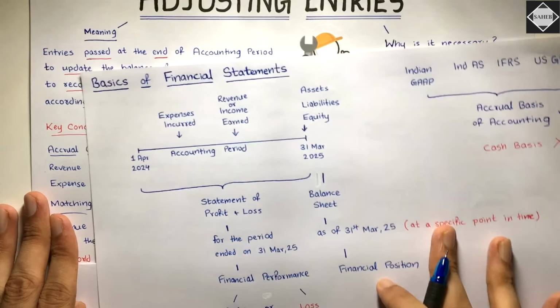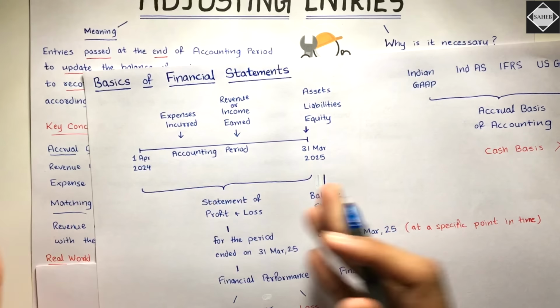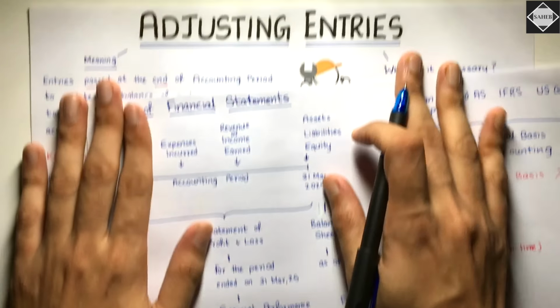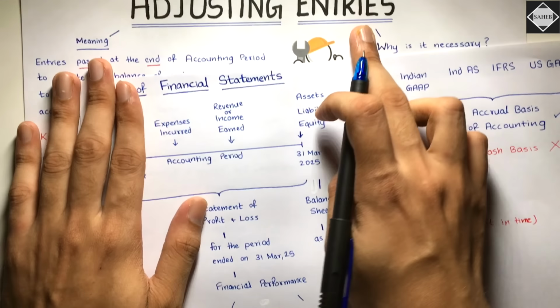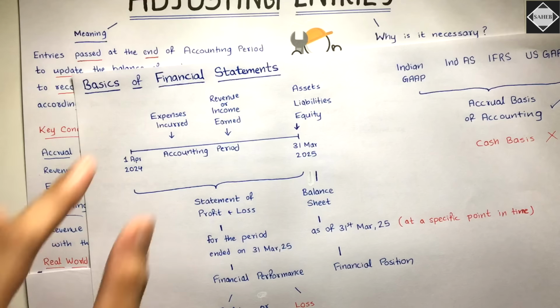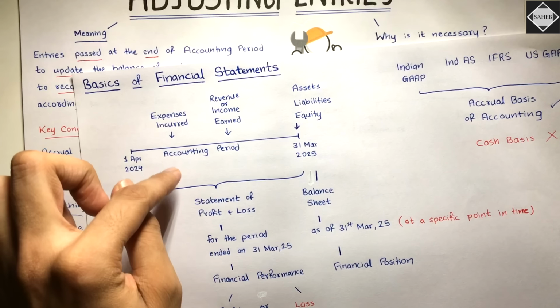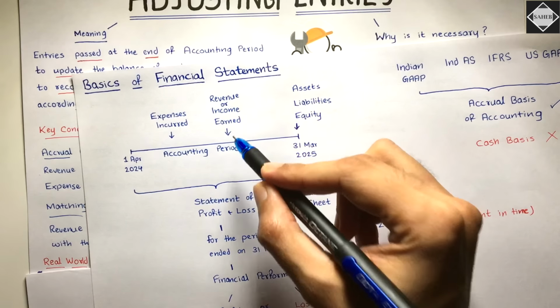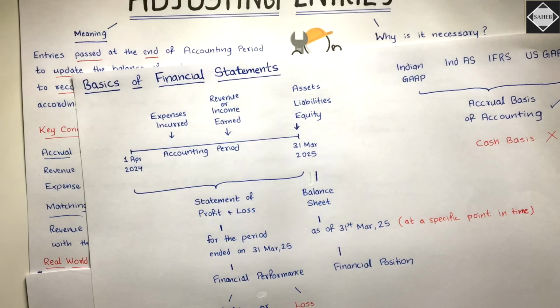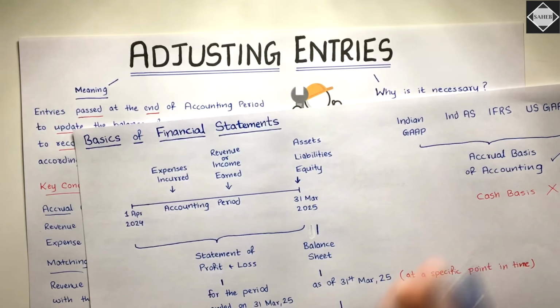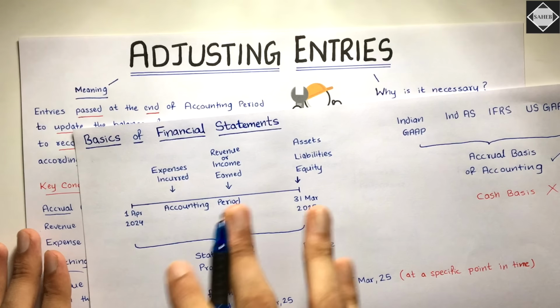So sometimes what happens is, these things will not be exactly like this, okay, because of some reason. So that is why adjusting entries are needed to make the accounting records exactly like this. Expenses incurred in this accounting period only will go in statement of profit and loss, and revenue or income earned in this accounting period only will go in statement of profit and loss. To make this happen, adjusting entries are passed. Okay, and then there can also be some other adjustments and all, but mainly it's this.